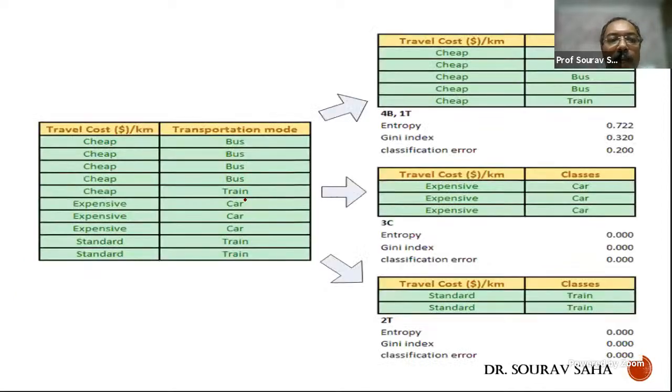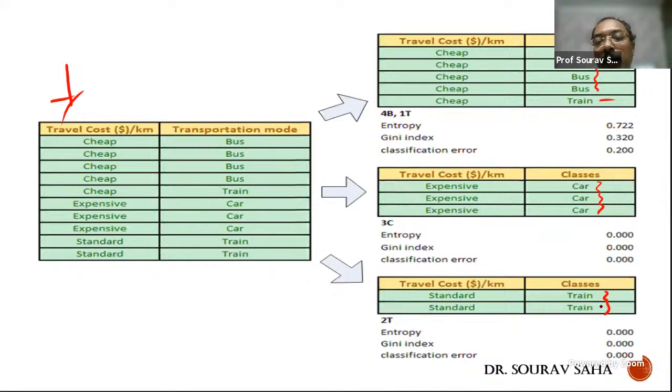Once we have this, let's split based on this travel cost. So travel cost cheap, you'll find that there are 4 instances of bus, 1 instance of train. Travel cost expensive, all the 3 cases car. Travel cost standard, all the 2 cases train. So the point to be noted is that for travel cost expensive and travel cost standard, I've already reached homogeneity. I've already reached the right decision. The data has become completely pure when my travel cost is expensive and when the travel cost is standard. Only when the travel cost is cheap, my output is not yet homogeneous. So 4 instances of bus, 1 instance of train is there.